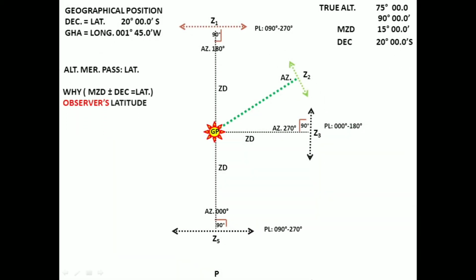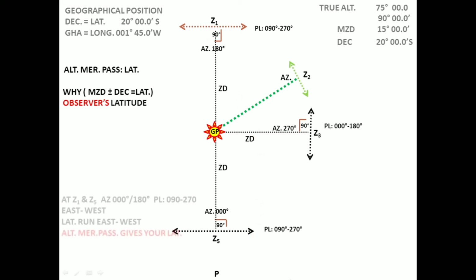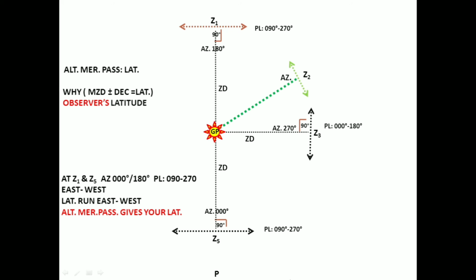Now, as I asked you, why did we call it the observer's latitude? At that particular time when we took the altitude, my azimuth was 90. It's either 180 or 0, and my position line was 090 to 270. What runs 090 to 270 is our latitudes. Latitudes run east and west.